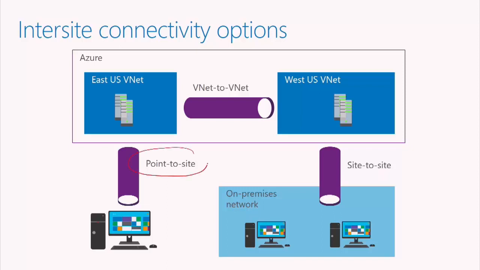We have what's called point-to-site, which is just me, my machine, VPNing to my Azure network. We have site-to-site, which is my entire network with a VPN to my Azure network. And then finally, Azure network to Azure network.